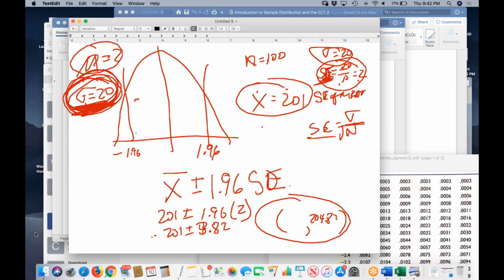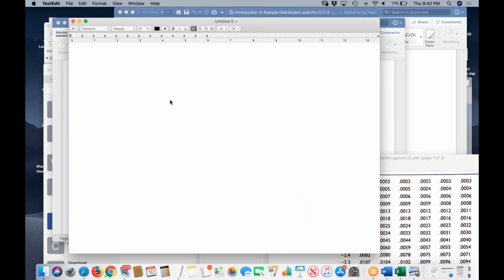Okay, now I'm going to do one more thing just to throw it at you, see if it sticks to the wall, like spaghetti. I just wanted to mention to you that we can do this with proportions also.